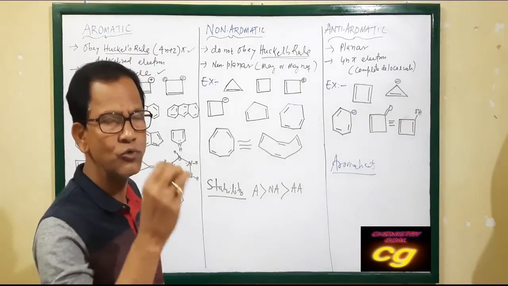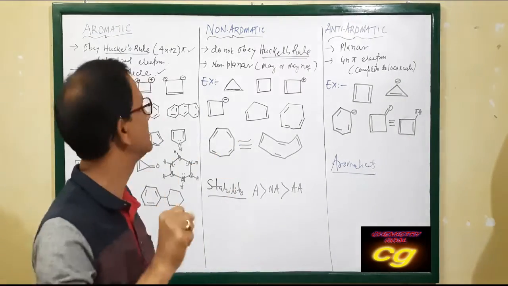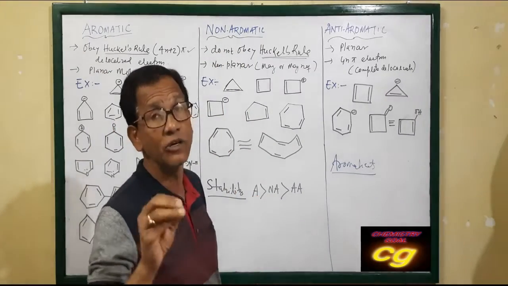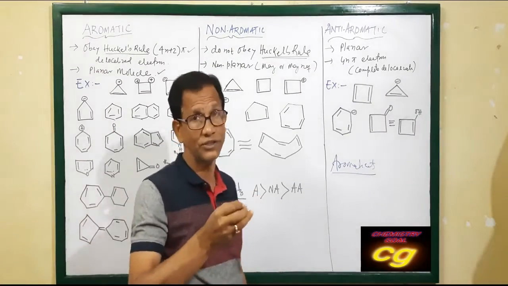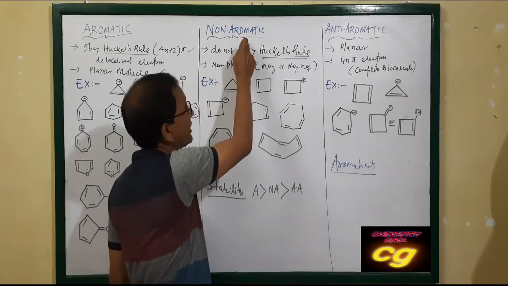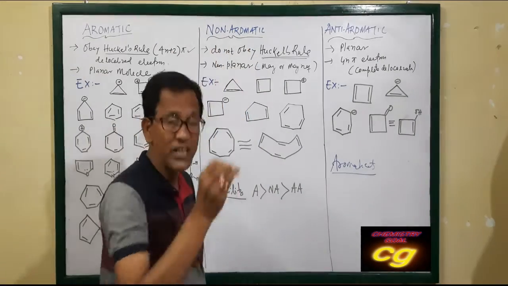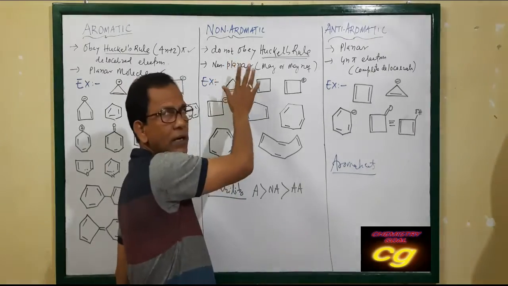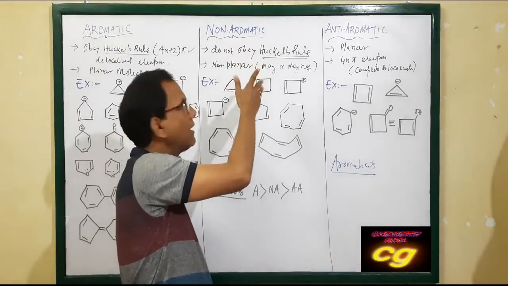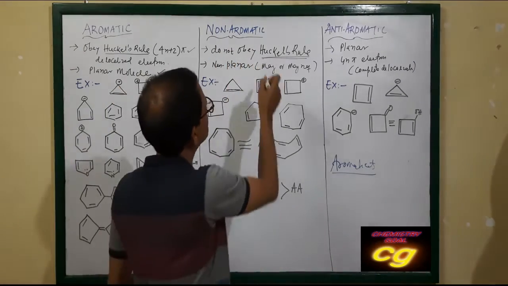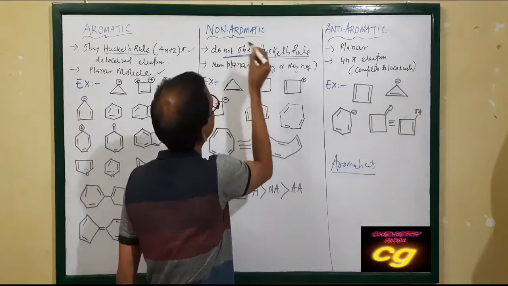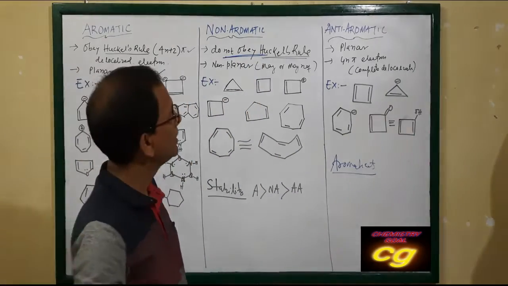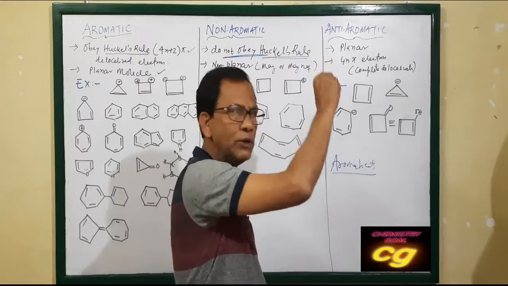The 4n plus 2 pi electrons must be delocalized. Then the molecule may be planar or non-planar; that is not an important condition for non-aromatic. Non-aromatic means if it deviates from Huckel's rule, then it is non-aromatic. It may be planar or may not be planar, but if there is deviation from Huckel's rule, that is non-aromatic.